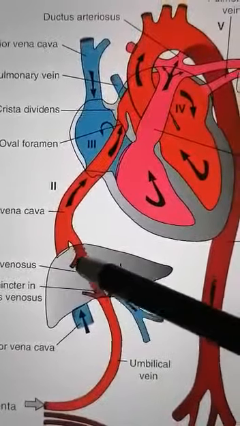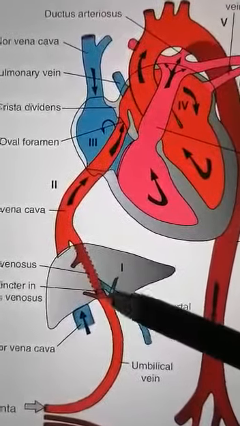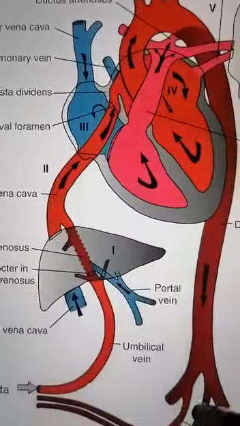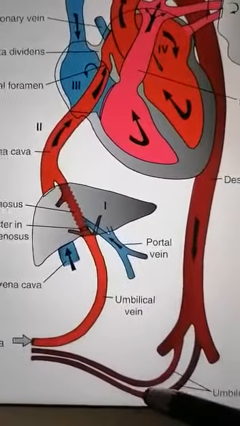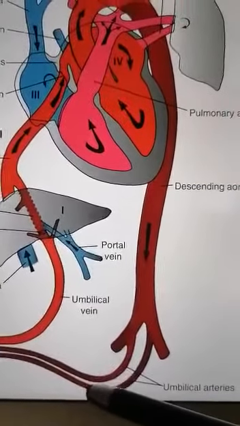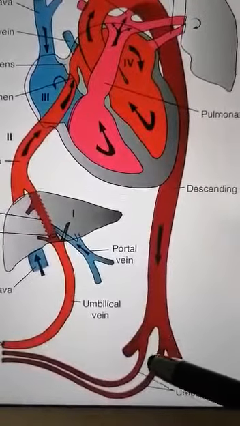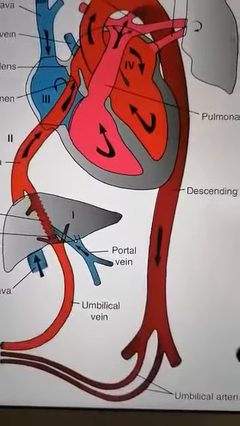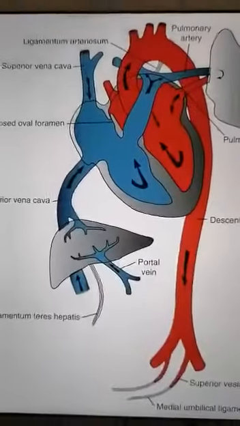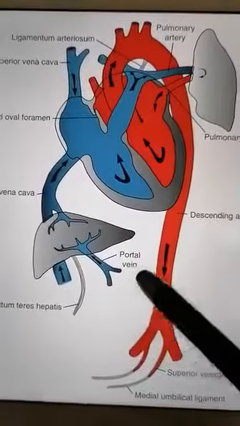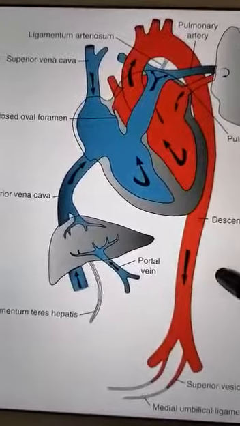The ductus venosus becomes ligamentum venosum, and the umbilical arteries obliterate, and the distal part of the umbilical arteries develops into medial ligaments, and the proximal parts develop into superior vesical arteries. So these are the changes that take place after the fetal birth.